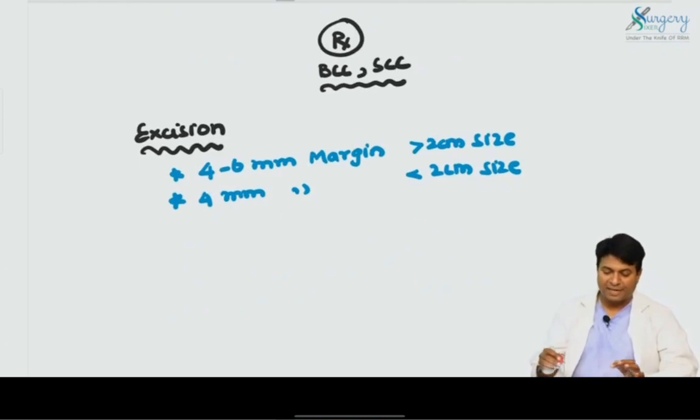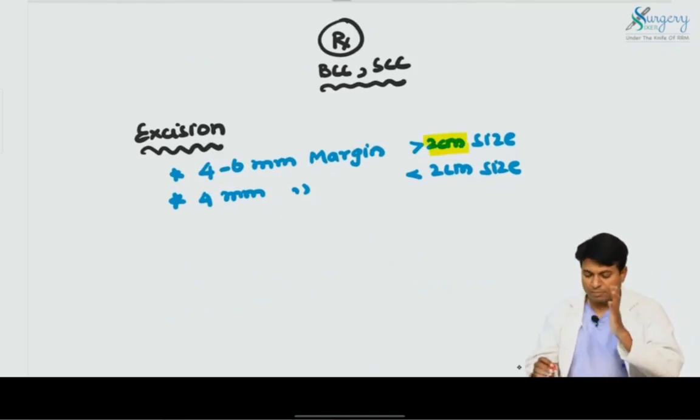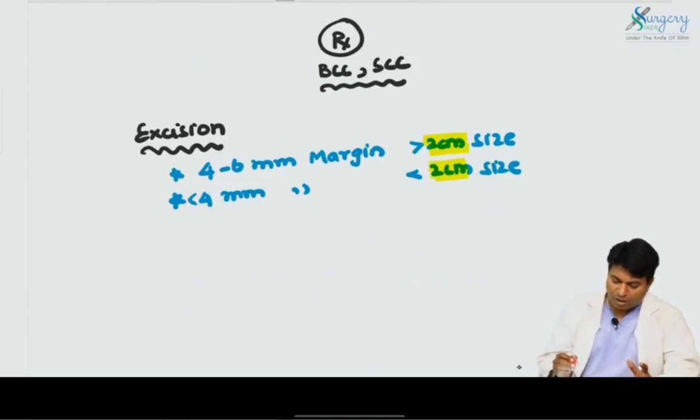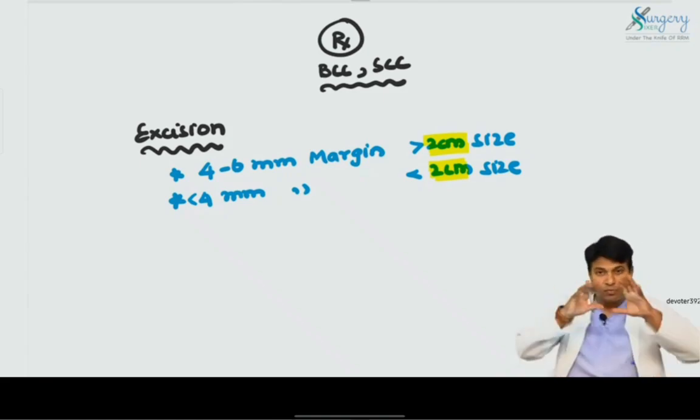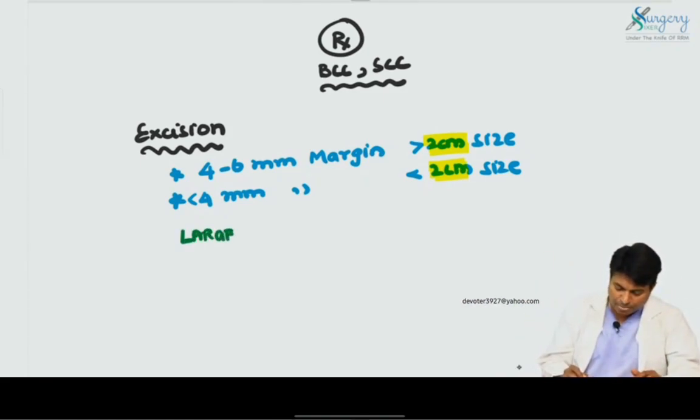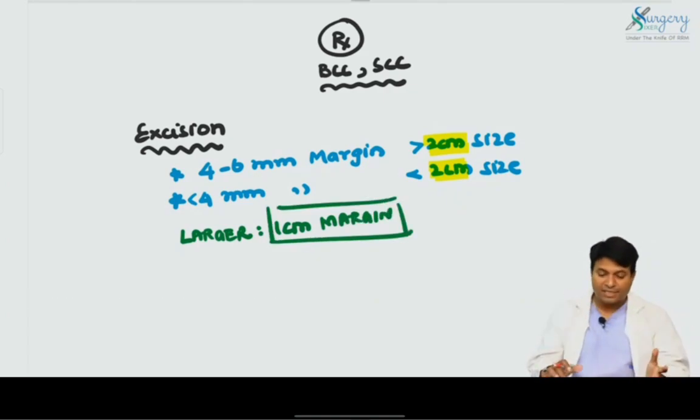So these are all NCCN guidelines. So please remember, for lesions more than 2 centimeter, 4 to 6 millimeter margin; for lesions 2 centimeter or less, a smaller margin is enough. For larger tumors, very big tumors, we can even give a 1 centimeter margin. So a 1 centimeter margin can be needed for very large cancers.